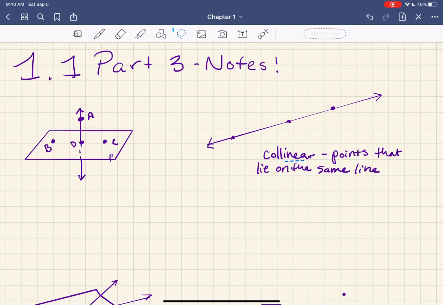And I am going to slightly edit how I've put this because technically it's an adjective. So collinear points are points that lie on the same line, like E, F, and G right here. I can put the same line through all three of those, so E, F, and G are collinear.